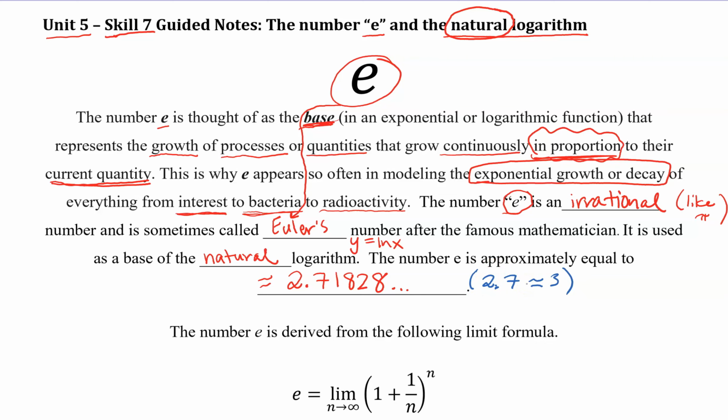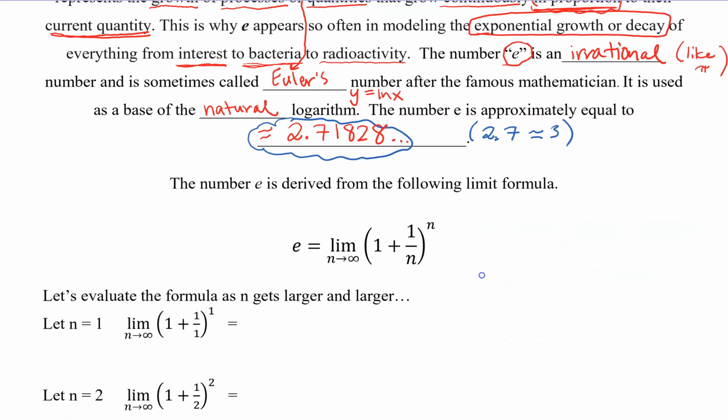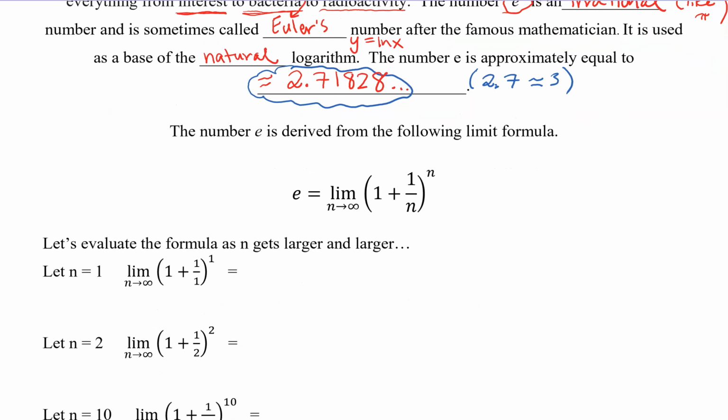Now, just a little bit of background on where Euler came up with this decimal: he realized that it was the result of this following limit. This notation probably looks a little bit strange to you.